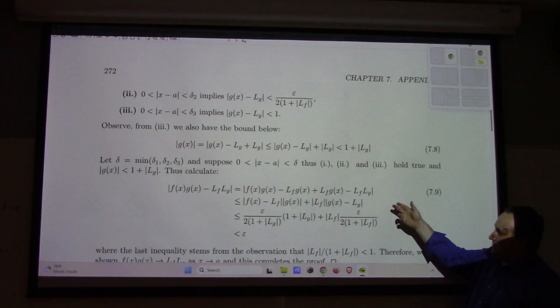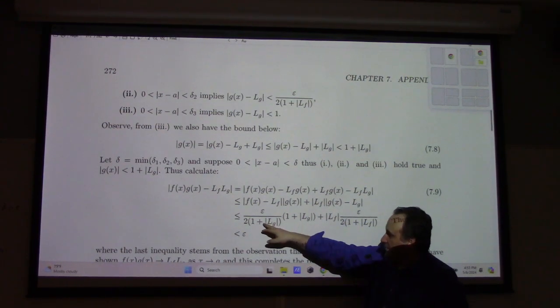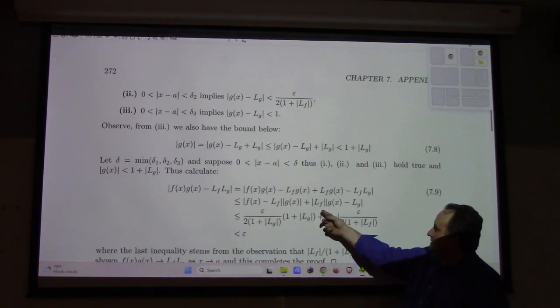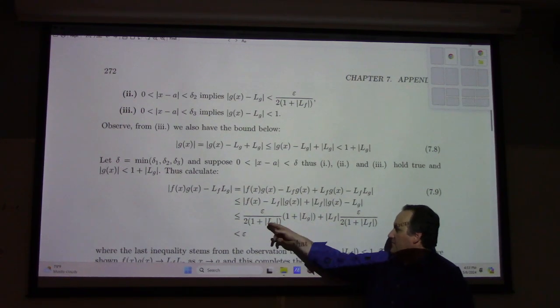Then when I put that all together, I go back to the estimate that we looked at before. This is less than that. This is bounded by this. That's just L sub f. And then, of course, the algebra cancels out. You get epsilon over 2.